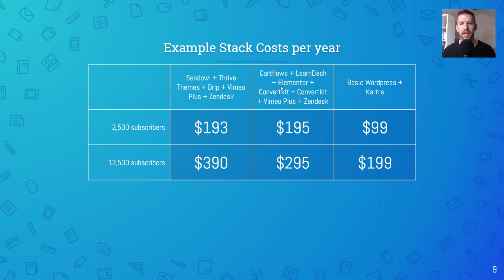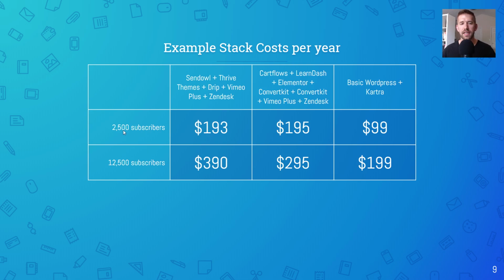Then on another one, it's similar, but instead of Thrive, we're using Elementor. Instead of Drip, we're using ConvertKit. Instead of Thrive Apprentice for delivering the course, we're using LearnDash and CartFlows to sell it. So that's another set there. These are both, I would consider, primarily self-hosted options. And then you have this one, which is using a basic WordPress, really just using WordPress for the blog feature, and then Kartra for everything else.